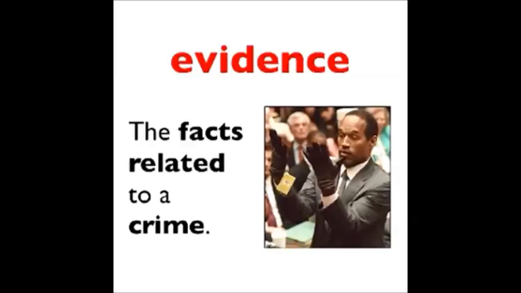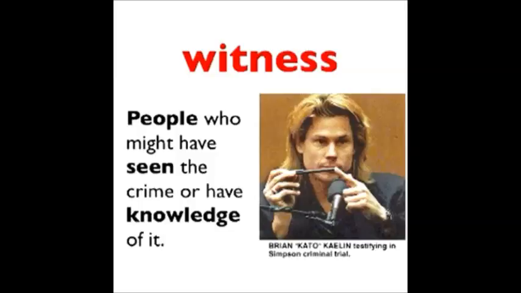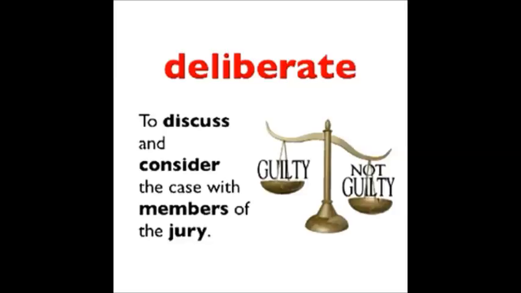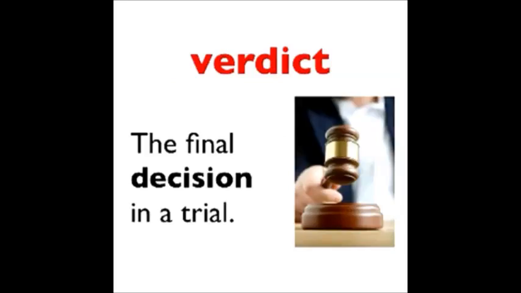Evidence is a set of facts that relate to a crime, and witnesses are people who might have seen the crime take place or have some other knowledge of it. To deliberate means to consider and discuss the case with other members of the jury. When they are ready to publicly announce their decision, they return to the courtroom and state their verdict.